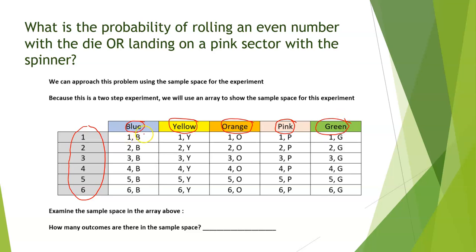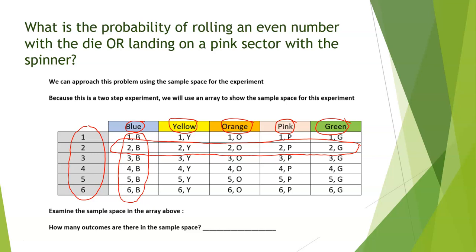If I look at all of the outcomes in this first column, we have all of the outcomes where we have got blue on the spinner. It doesn't matter what happens on the die, we get blue on the spinner each time. In the second row here, we can see that we've got all the outcomes where we've got 2 on the die. It doesn't matter what we get on the spinner, we just get 2 on the die.